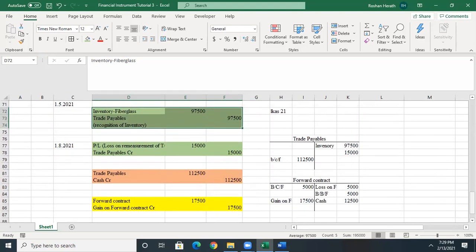Is that clear to you? Anything that you would like to get clarified? Because you need to be perfect, as we are going to test this in the examination. So, how to account for a derivative?